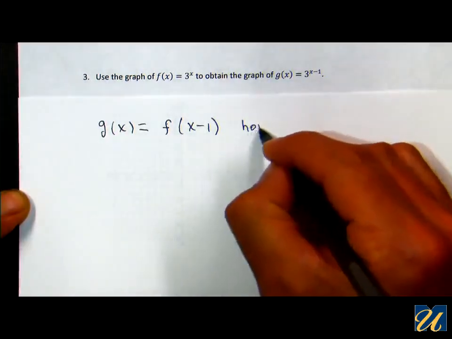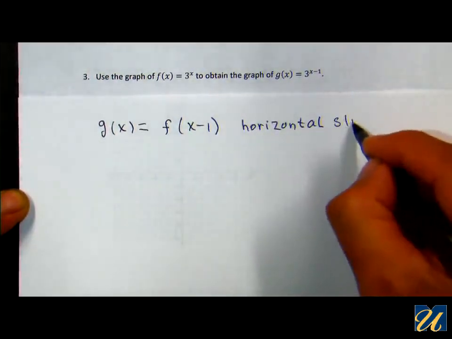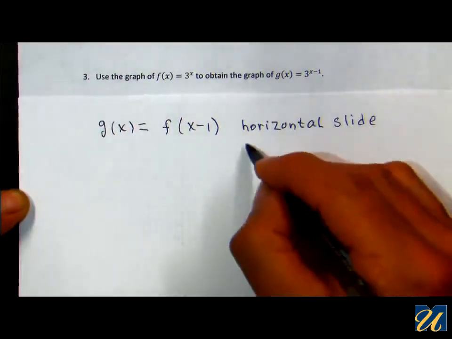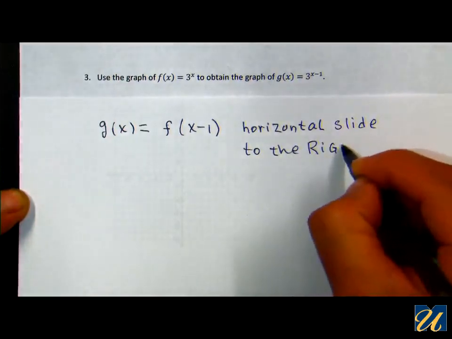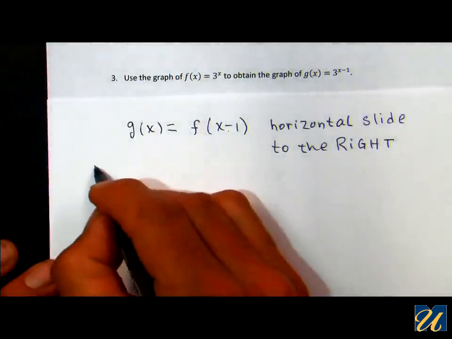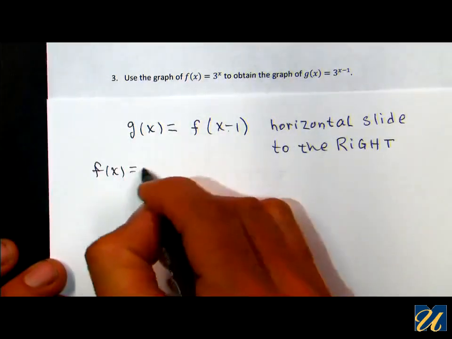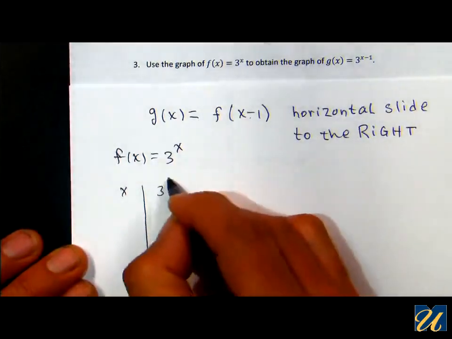This represents a horizontal slide. And it's a little tricky because it is to the right. You would think that a negative 1 there would be to the left, but it is in the opposite direction. It's difficult in practice to take a graph and slide it, especially an exponential, because it looks almost identical to the original, but it's not. So the way I suggest we do this is first consider the function f of x, which is 3 to the x, and make a table of values, x and 3 to the x.